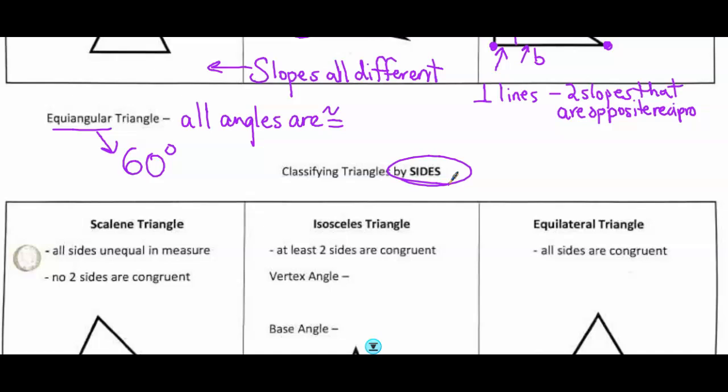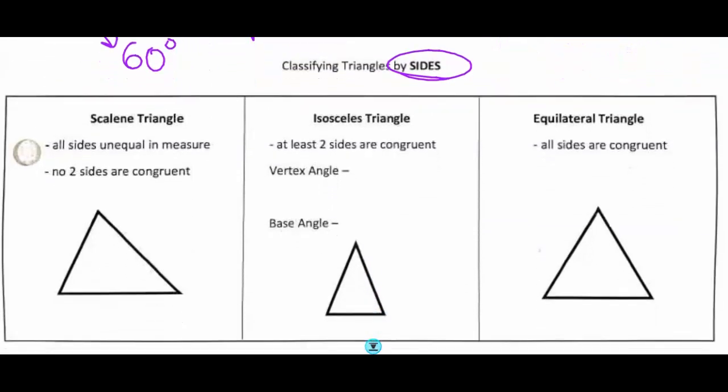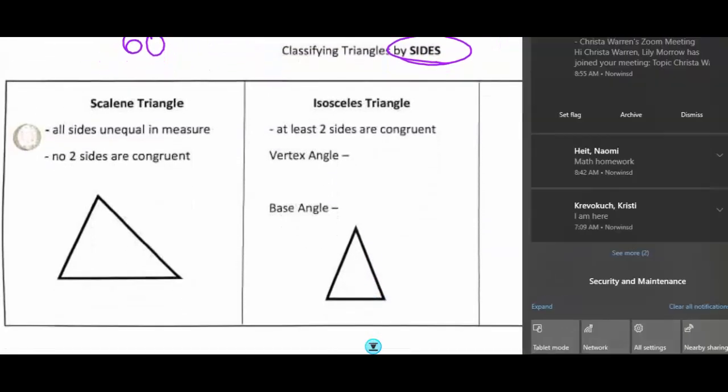Classifying triangles by sides. Okay. First one, scalene: all sides unequal in measure. No two sides are congruent. So if we wanted to mark this off, we would say that one was 1 dash, this is 2 dashes, this is 3 dashes, because they're not congruent.